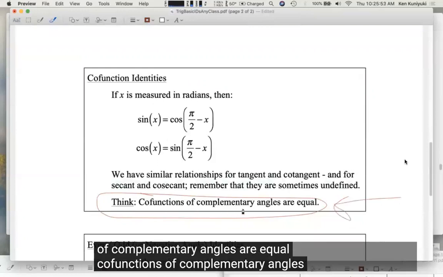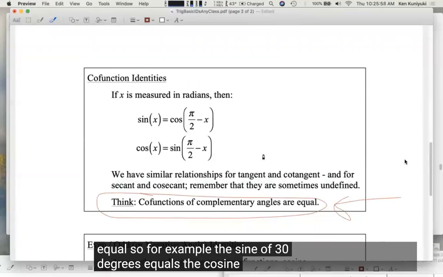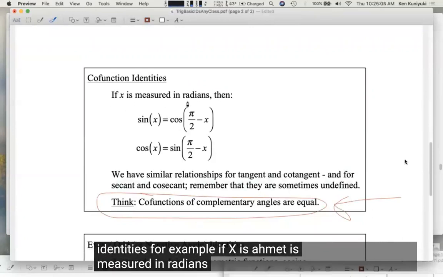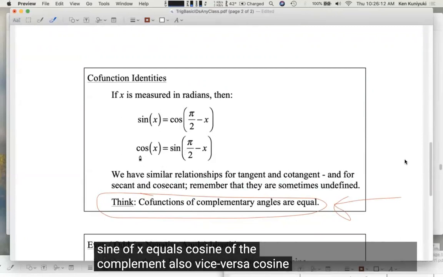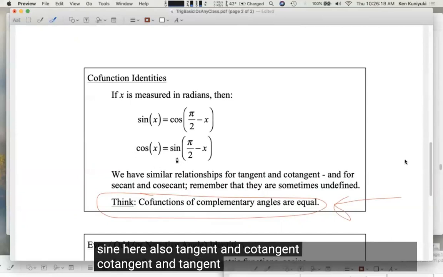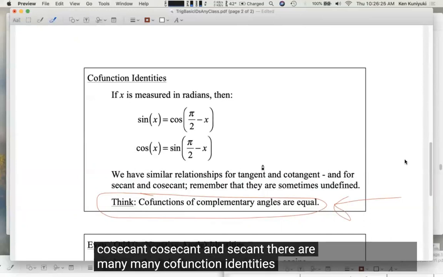Cofunctions of complementary angles are equal. So for example, the sine of 30 degrees equals the cosine of 60 degrees. There are many, many cofunction identities. For example, if x is measured in radians, we could say that sine of x equals cosine of the complement. Also, vice versa, cosine here, sine here. Also, tangent and cotangent, cotangent and tangent, secant and cosecant, cosecant and secant. There are many, many cofunction identities.